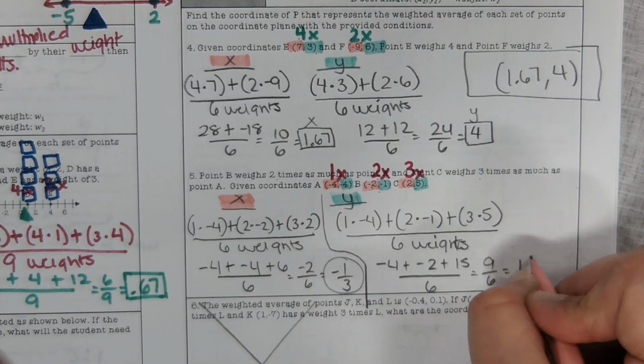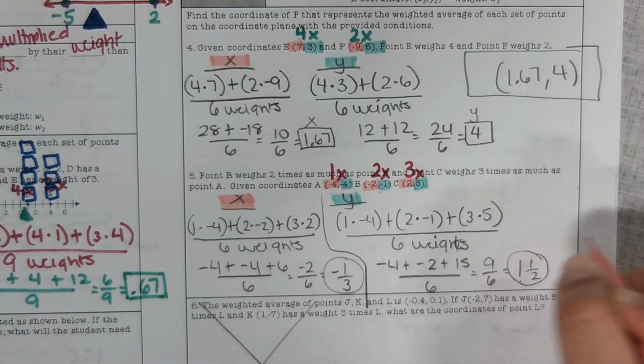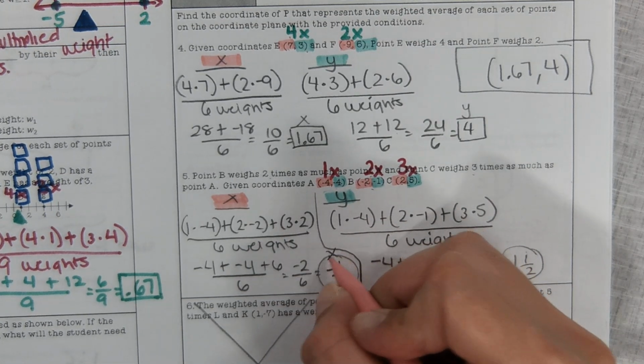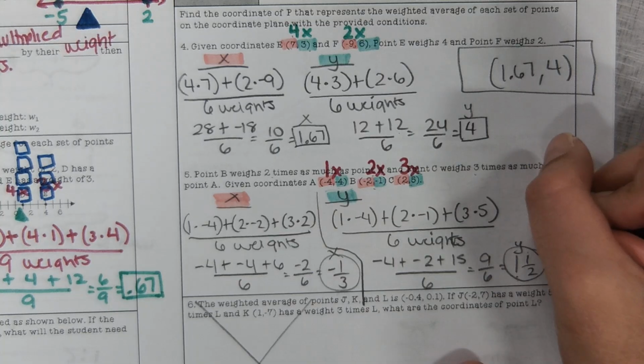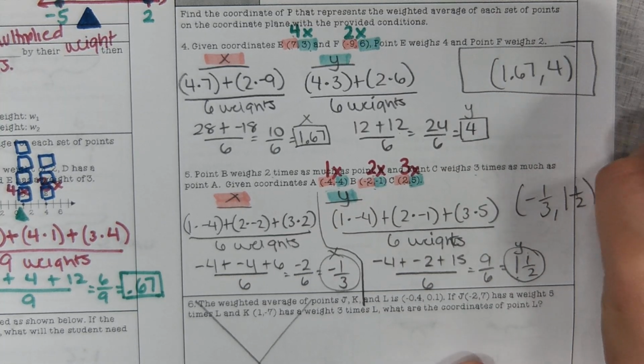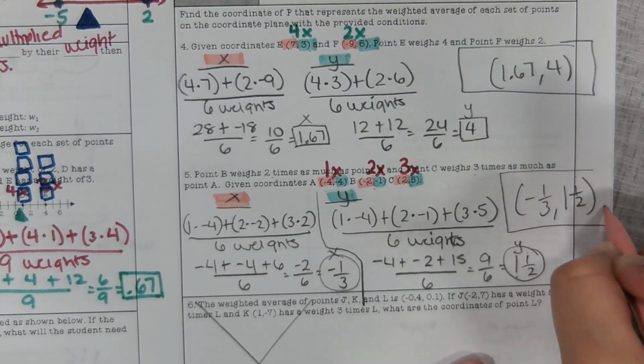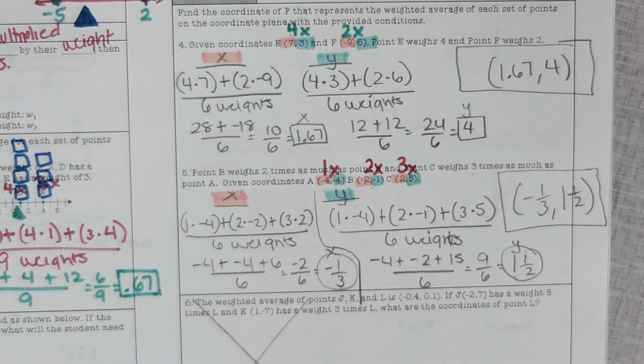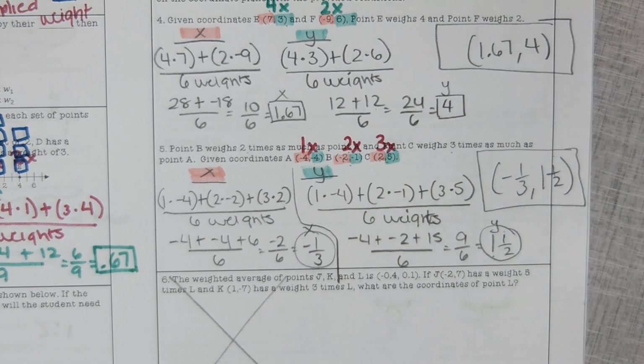And 1/2. So this is our x coordinate, and this is our y. -1/3 and 1 1/2. That is all.